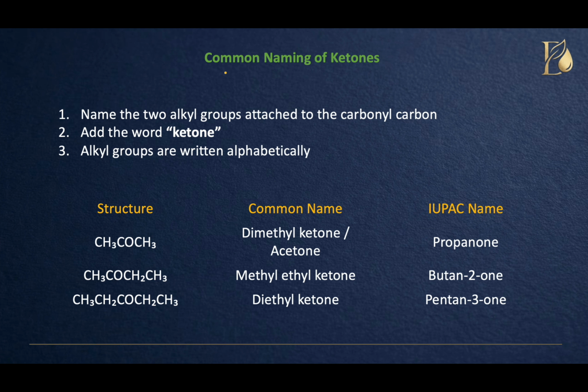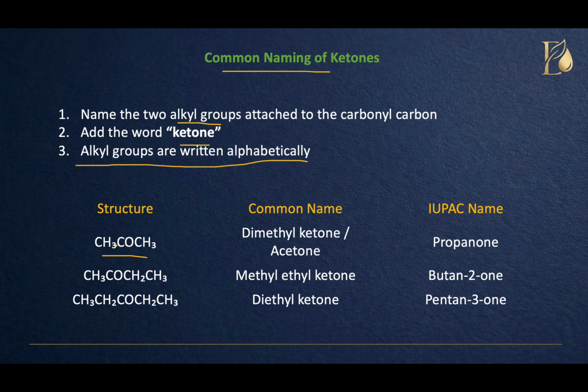Now we can look at the common naming of ketones. We name the two alkyl groups attached to the carbonyl carbon, then add the word ketone. So how will it be? If CH3, CO, CH3, in IUPAC the name is propanone. For the common name, we have to write the names of the alkyl groups and then add ketone. And the alkyl groups are written alphabetically.